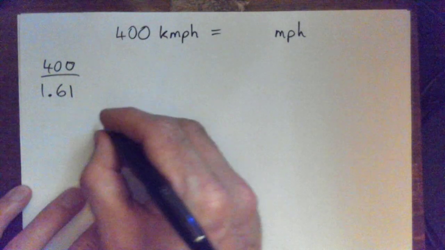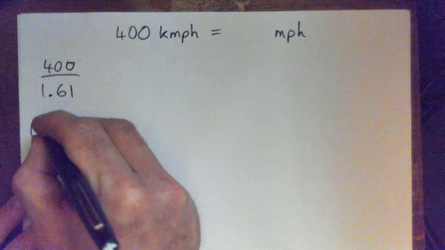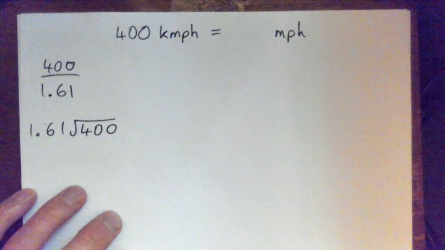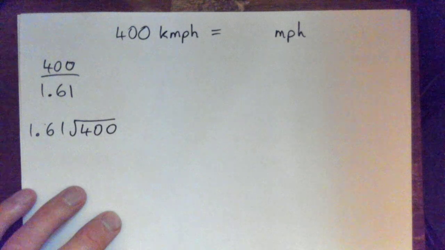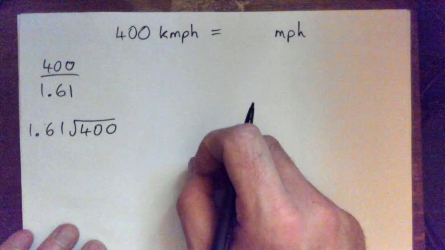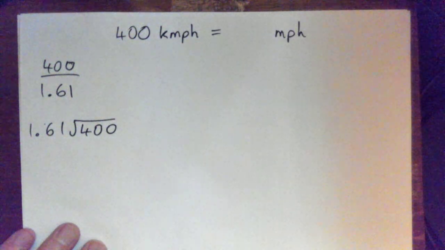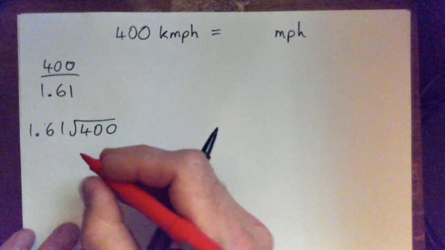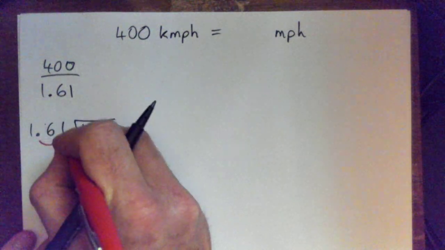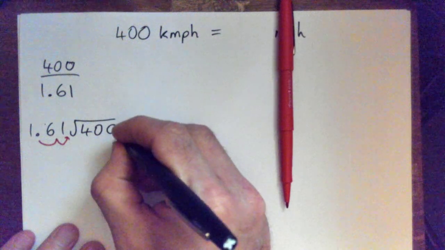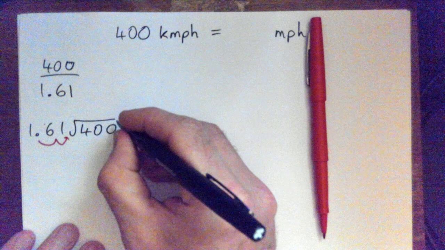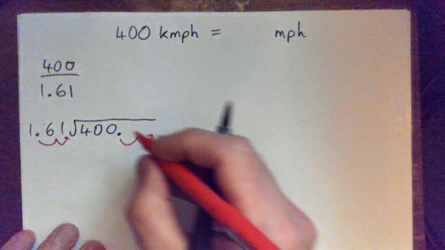So that is 1.61 into 400, right? Okay, so the answer will be rounded to the nearest whole number. So we do our trick where we say, well, we can't have a decimal in the divisor, so I've got to move that decimal point over 2 spots. And we also need to move this decimal point over 2 spots, right? And then we add a couple of zeros here.